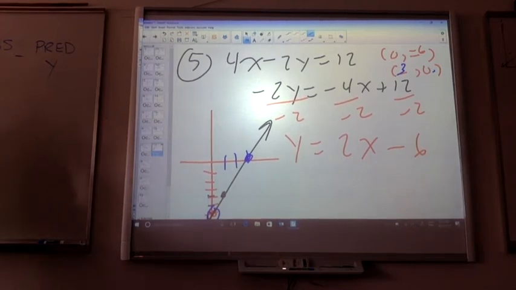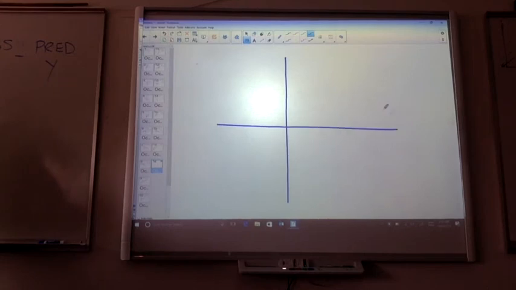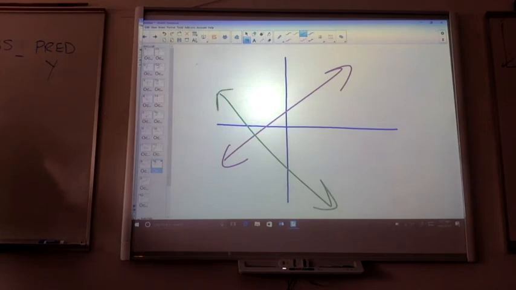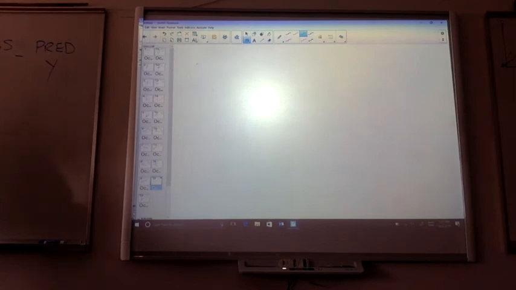So here's where the problem might be: if you had some line graphed like this and my answer is this, that means something didn't go the right way. And it's possible I might have made an error too. So, cool? All right.